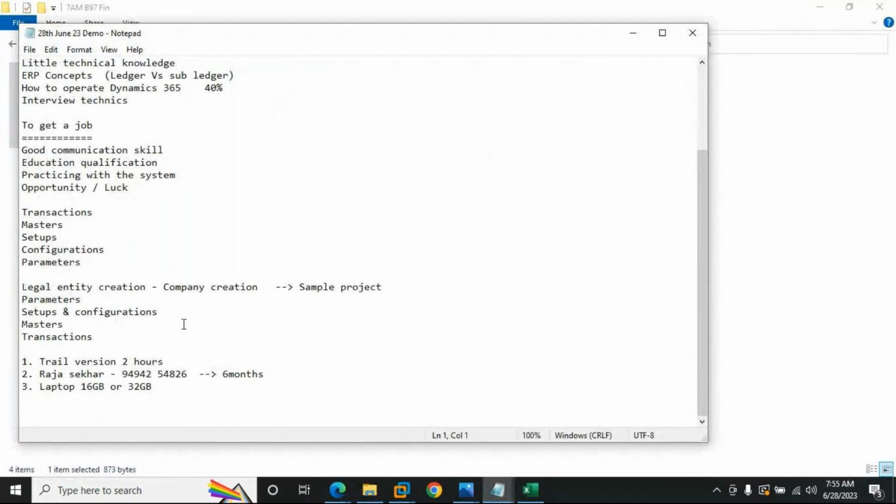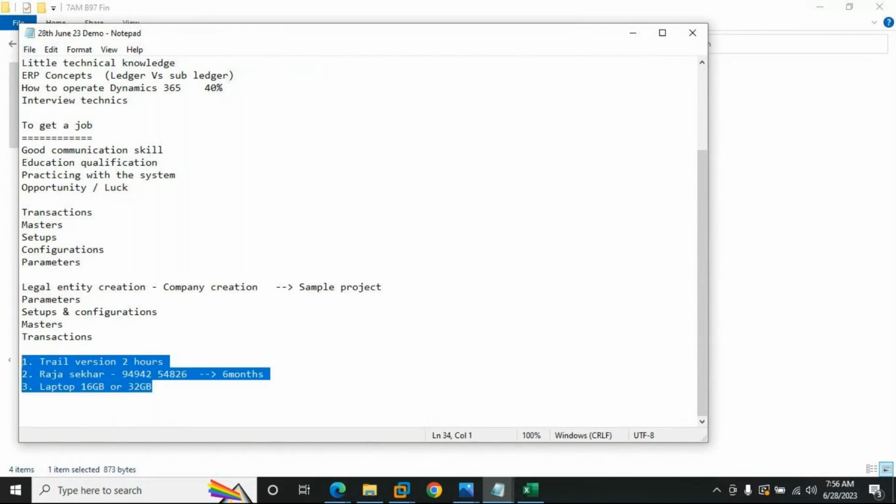How will you share, WhatsApp, sir? Through the WhatsApp group. In the WhatsApp group, I will share the documents, so you can go through the documents and the video recording. And the web link, username and password also will be shared, sir.